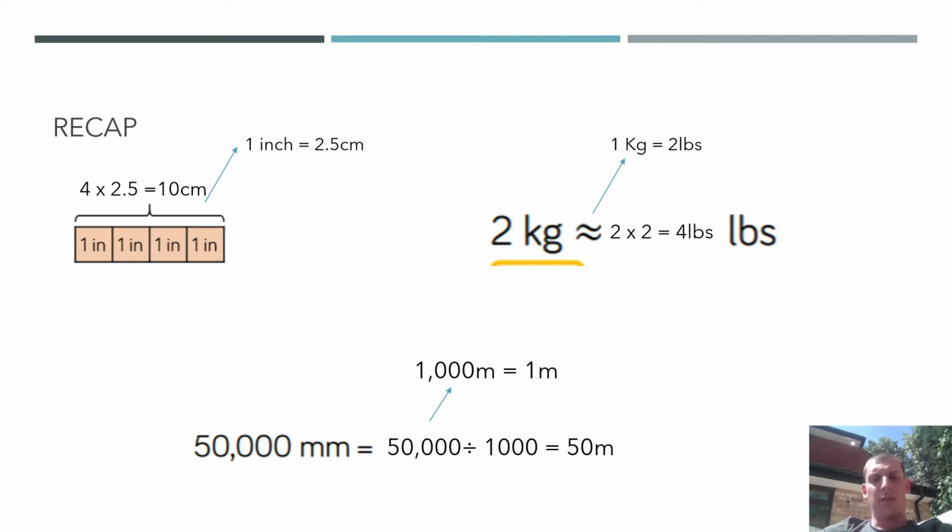Now the last one is I wanted to know how many meters there are in 50,000 millimeters. Now in 1 meter I know there are 1,000 millimeters. So to find out how many meters there are in 50,000 millimeters, I need to know how many thousands there are in 50,000, and there are 50. Okay, so in 50,000 millimeters, there are 50 meters.